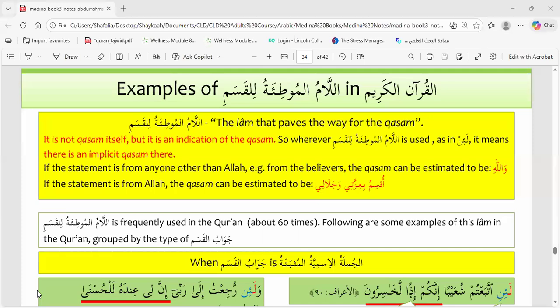Assalamu alaikum warahmatullahi wabarakatuh. We now have some examples from the Quran regarding the lam of qasam, or the indication of qasam. So lam al-muti'atu lil-qasam is a lam that paves the way for qasam. It's not a qasam in itself, but it's an indication that there is a qasam. So wherever this lam is used, as in la'in, this means there is an implicit qasam there.